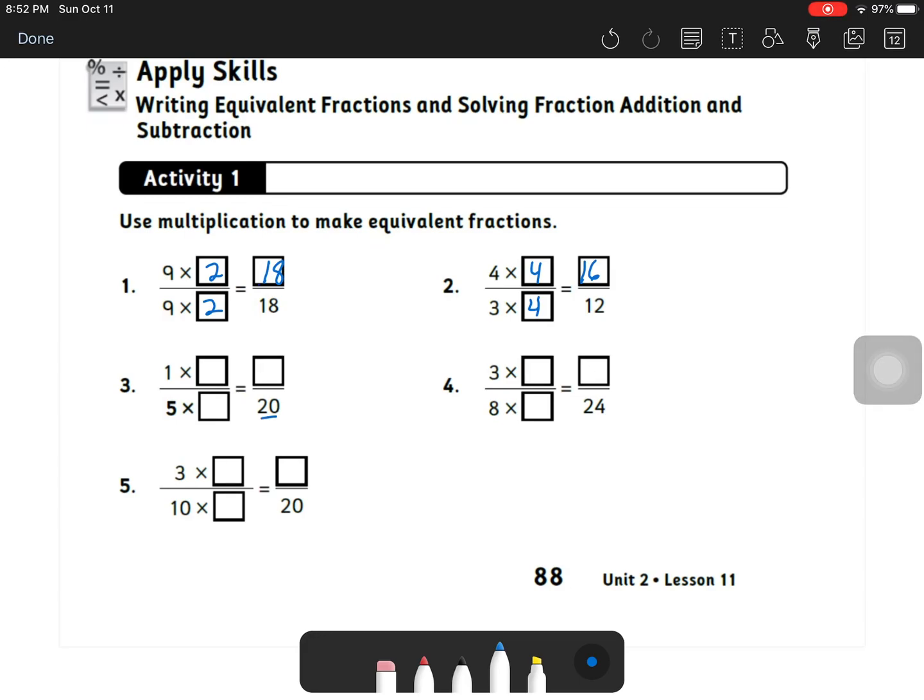1/5, and we want to change it so we have a 20 on the bottom, so times 4. 1 times 4 is 4. And the next one, we want a 24 on the bottom, so we take 8 times 3. So we have to do top and bottom times 3, so 3 times 3 is 9. And on the last one, we want a 20 on the bottom, so 10 times what is 20? 10 times 2, so we put 2's there, and 3 times 2 is 6.